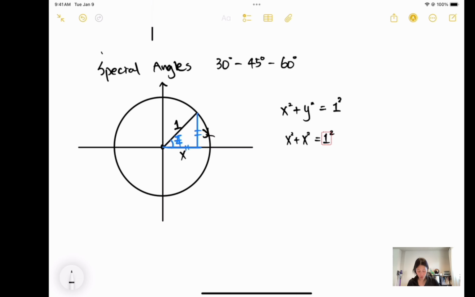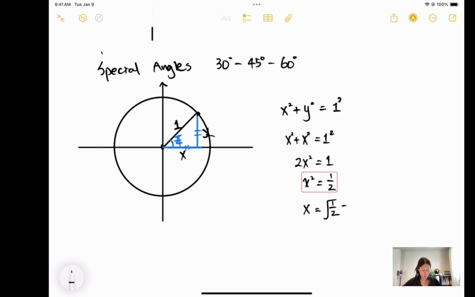Now let's solve it. So I have x squared plus x squared, we get 2x squared equals 1. So x squared is equal to 1/2. Then x is equal to the square root of 1/2. Since this point is in the first quadrant, it has to be positive. Again, we talked about that in my previous video. I don't want you to leave it as the square root of 1/2. You have to simplify it.